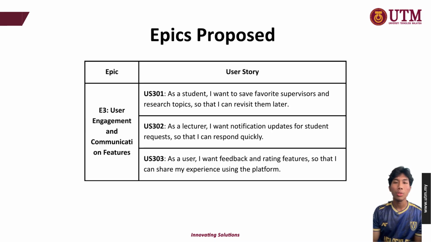For my part, I will be presenting the EPIC 3, which focuses on user engagement and communication. As you can see, the EPIC is divided into 3 main user stories, which is user story 301 for saving favorites, 302 is for the lecturer notifications, and 303 is for the feedback system. So our goal here is to make the interaction on the platform seamless.